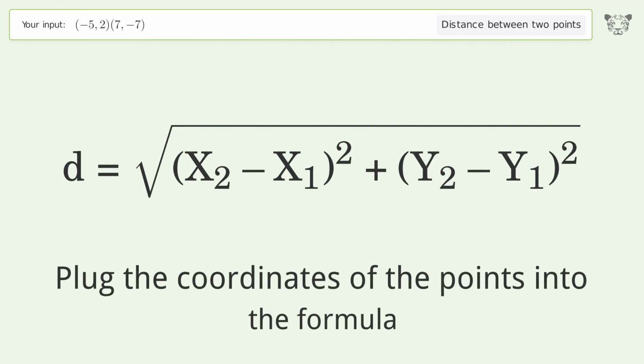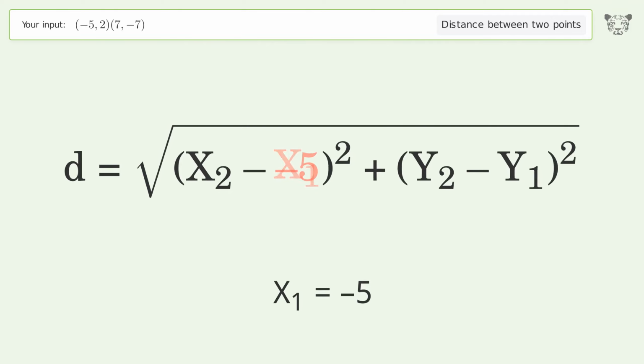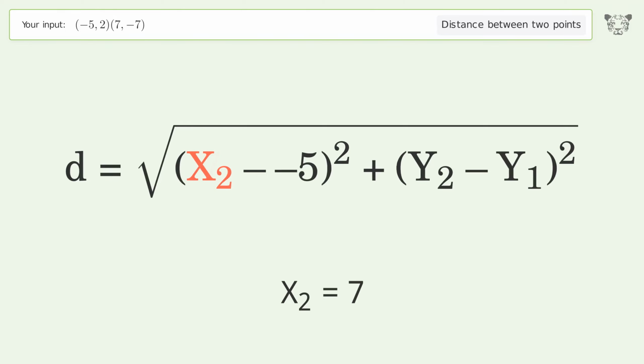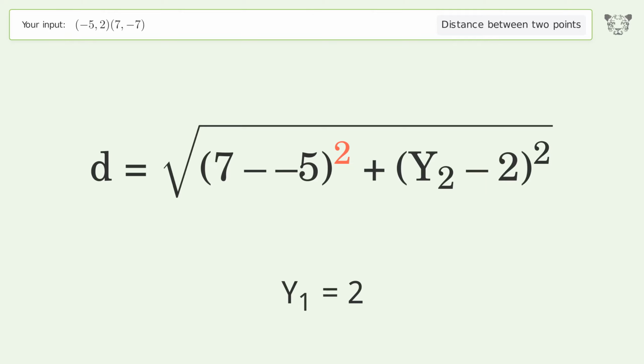Plug the coordinates of the points into the formula. x1 equals -5. x2 equals 7. y1 equals 2. y2 equals -7.